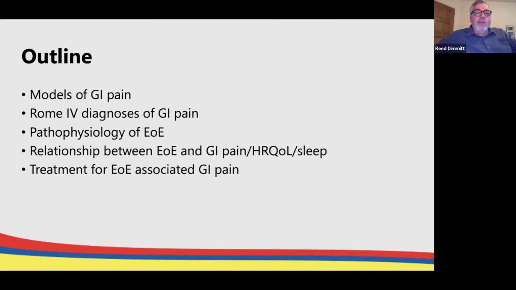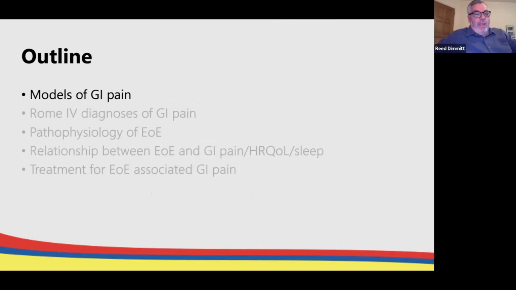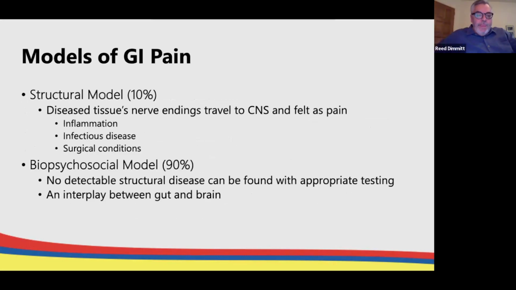All right, so let's first talk about models of pain. I do this a lot in my own practice in Dothan, but I wanted to go over this with you. There's a couple of ways of looking at GI pain. There is what we call the structural model, and this probably accounts for maybe 10% of what we see as providers. In essence, this is diseased tissue with nerve endings traveling to the central nervous system and felt as pain. This is akin to having, say, a broken leg, where there is injured tissue and you have inflammation, or if you have an infection, or if you have something surgical.